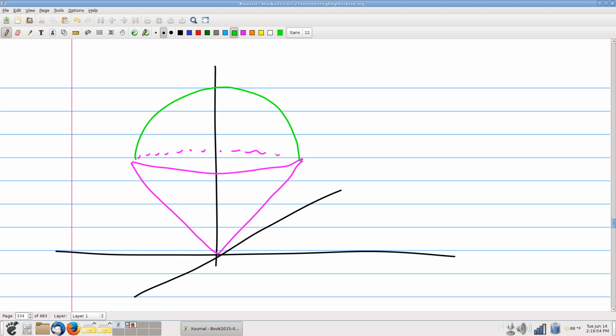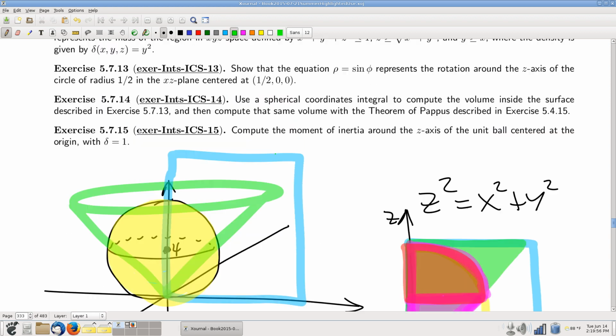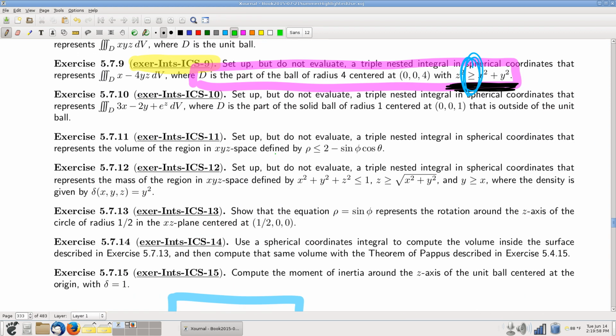Okay. Now let's talk about our different possible choices of coordinate systems. The question says, now it says in spherical coordinates.